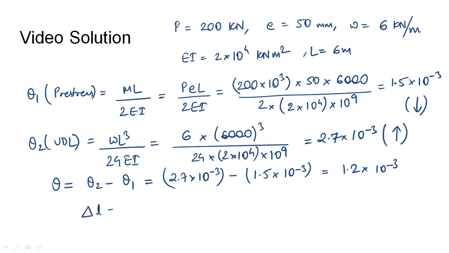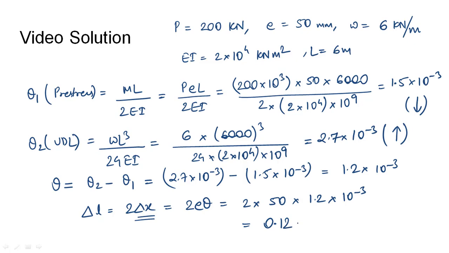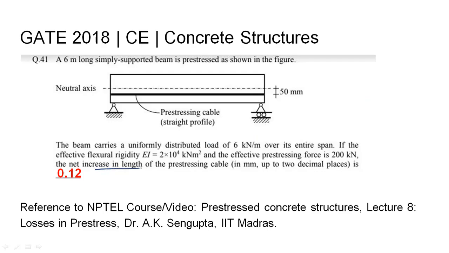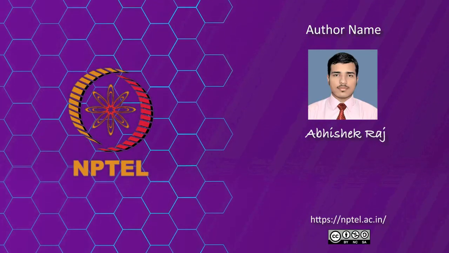As we saw, delta L is given as 2 times delta x, where delta x is the extension on each end, which will be E times theta. Substituting the values, E is 50 mm and theta has been obtained as 1.2 into 10 to the power minus 3. This would give the value as 0.12 millimeters. So the net increase in length of the pre-stressing cable was found out as 0.12 millimeters. The relevant NPTEL reference has been listed.